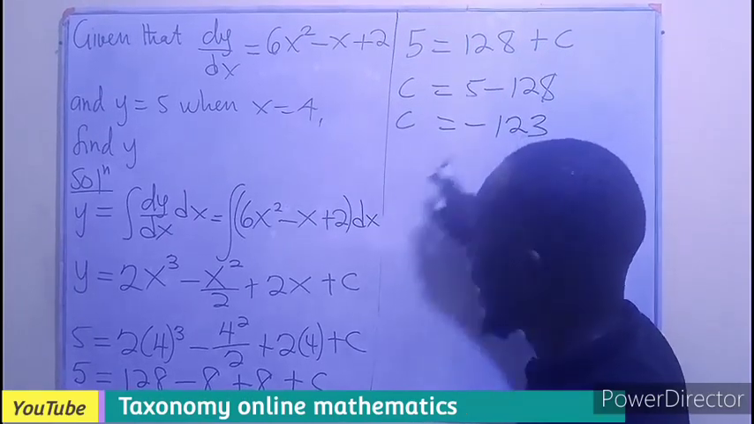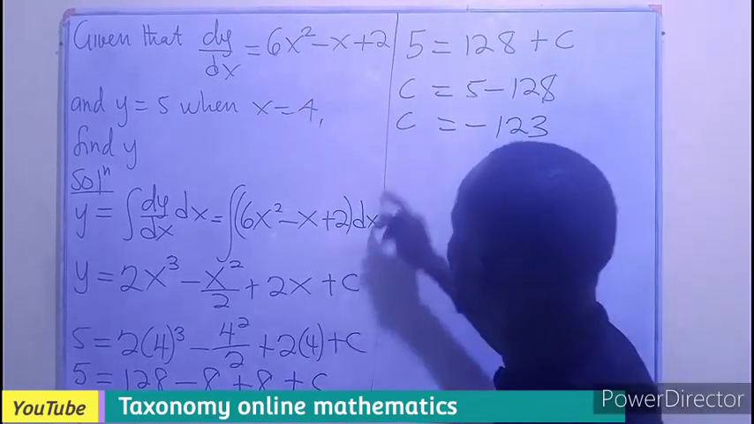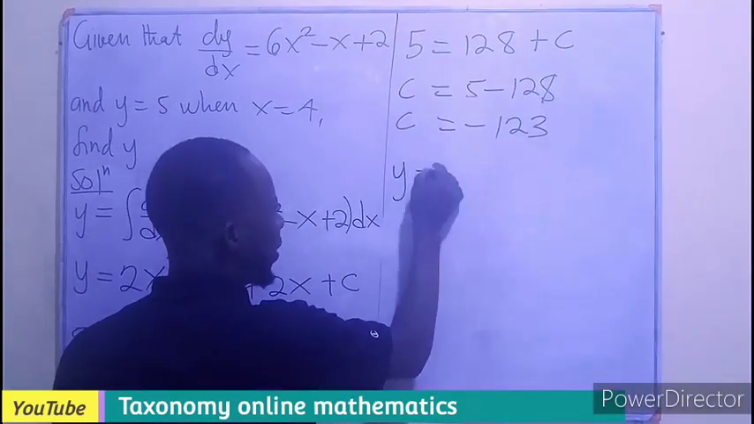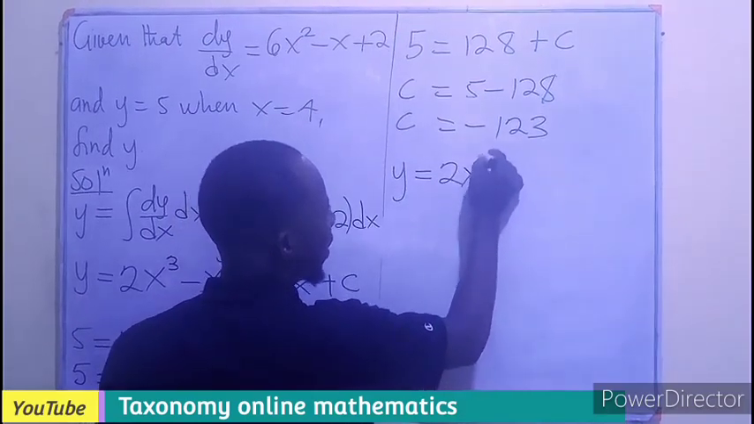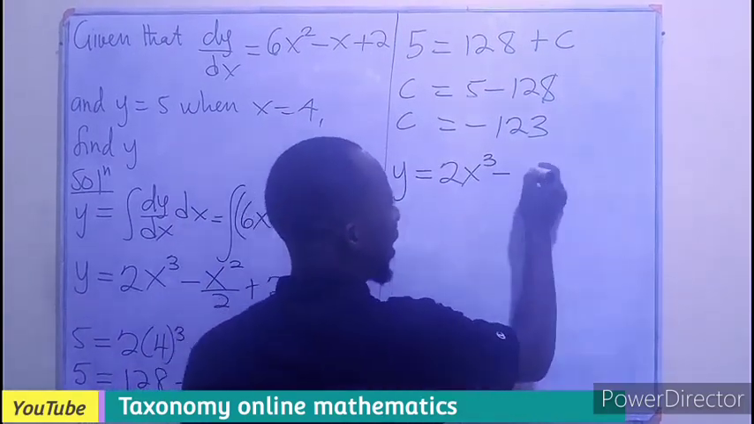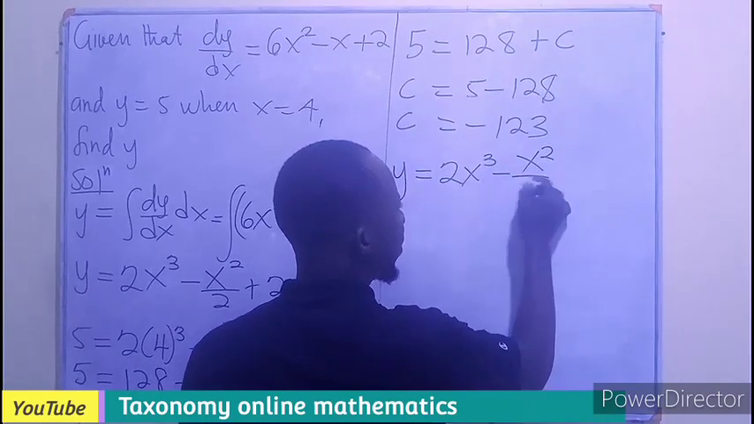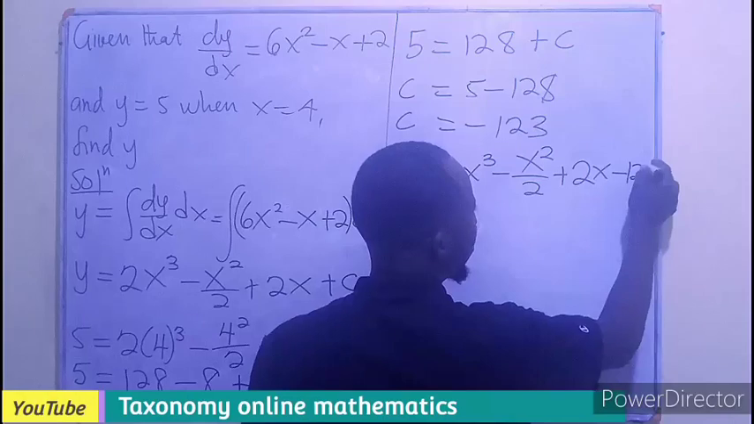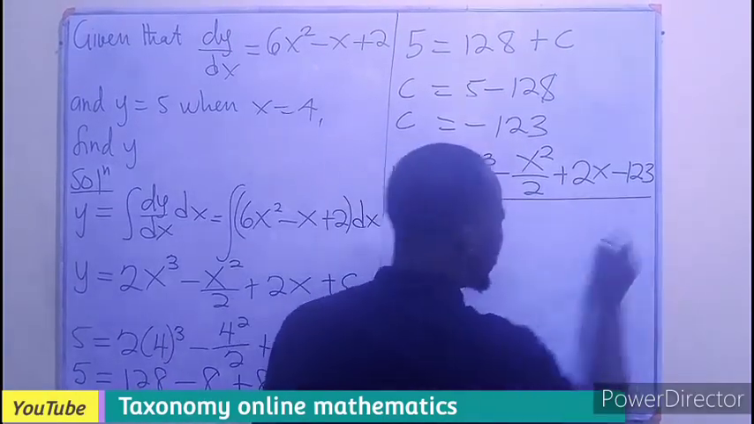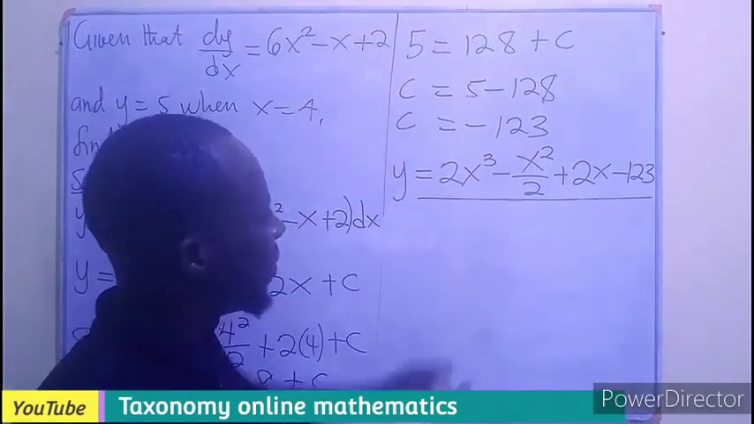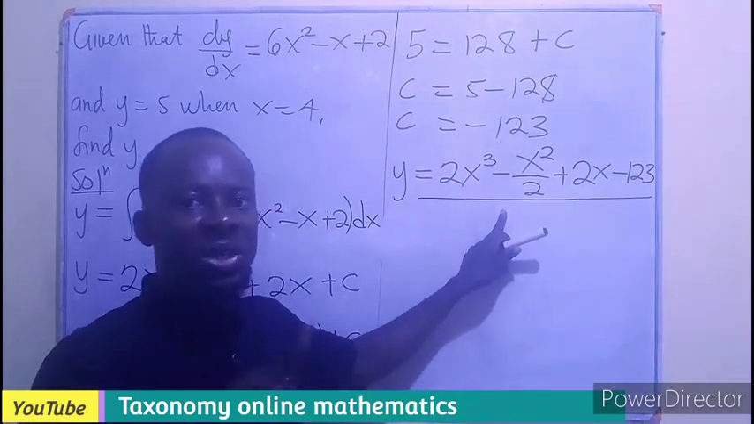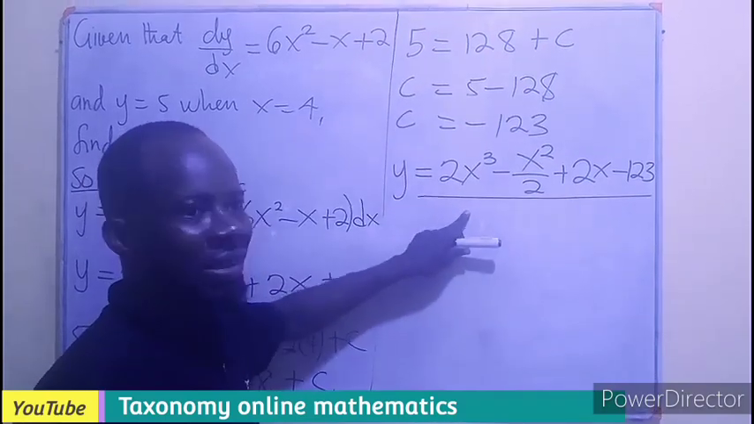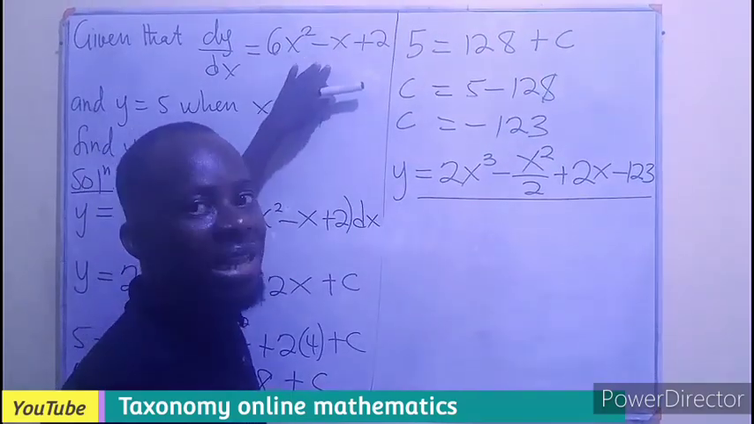So putting this back into the function, that would imply that our y is equal to 2x³ minus x²/2 plus 2x minus 123. So this simply means that this is the function that has been differentiated to give us this. So this is having its gradient as this.